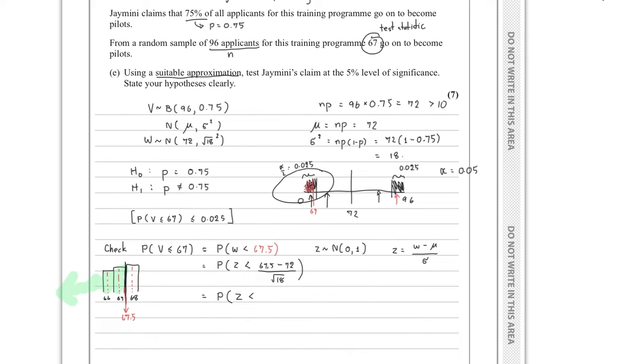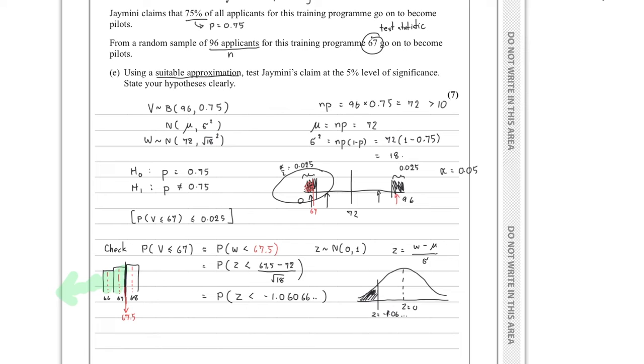Z less than negative 1.06066 and so on. Then we are going to use a calculator to calculate this. If you draw the diagram here, that is when z equals 0. And this is when z equals negative 1.06. I'm going to find this probability.